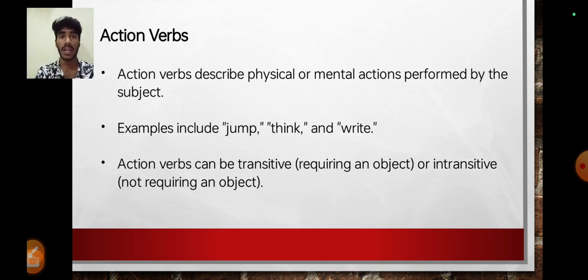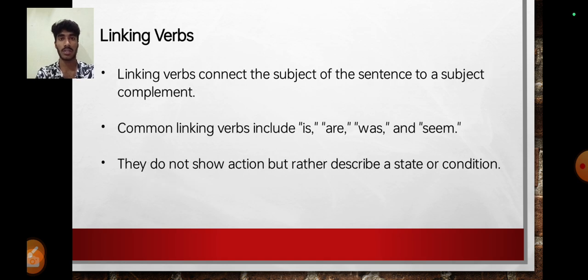Action verbs. Action verbs describe physical or mental actions performed by a subject. Examples include jump, think, and write. Action verbs can be transitive, requiring an object, or intransitive, not requiring any object.